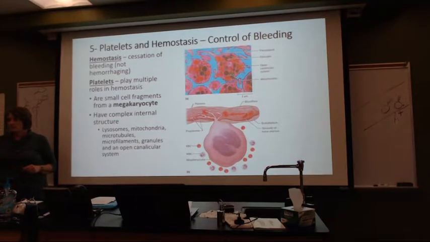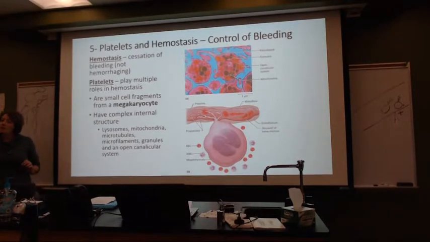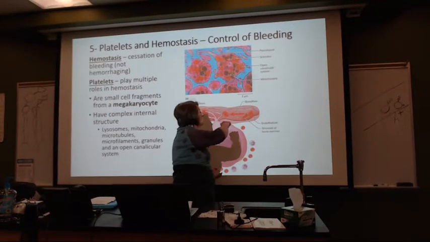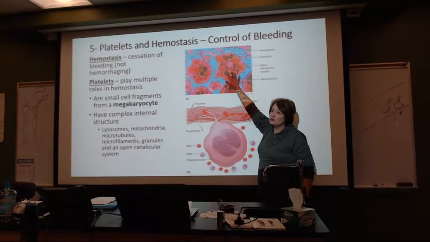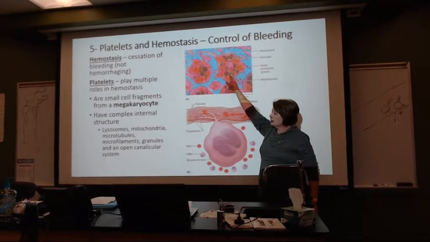It's complex. So we're going to find lysosomes, mitochondria, microtubules, microfilaments, granules, and an open canalicular system, and that platelet has no nucleus. It is simply the little fragment with all this other stuff that exists within it. So our platelets, even though not a full cell, have a lot of stuff in there.